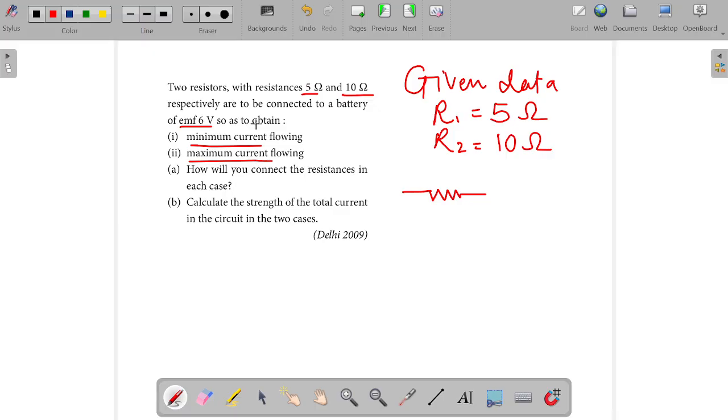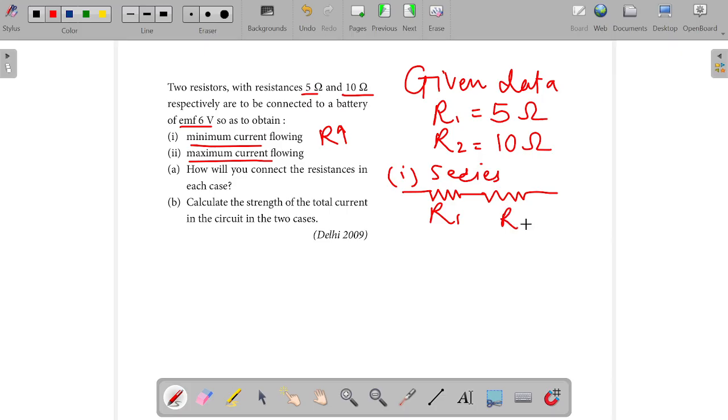So in order to obtain these conditions, we have to connect those resistors in a particular arrangement, and we already know how that arrangement can be. So how will you connect the resistances in each case? For the first case, that means minimum current, the resistance must be higher, and we already know that if resistors are connected in series, the resistance automatically gets added up and becomes maximum. So for the first condition, the arrangement is the series one.